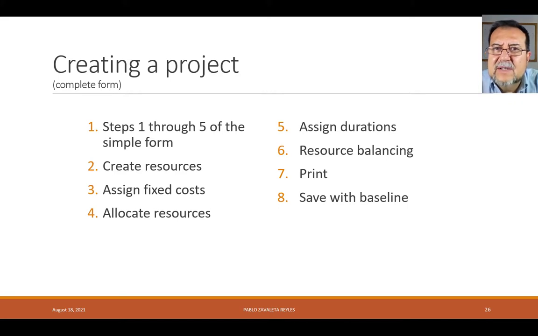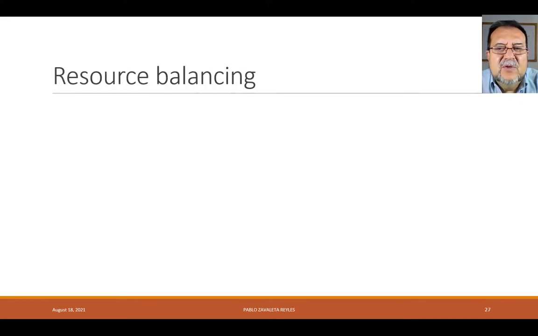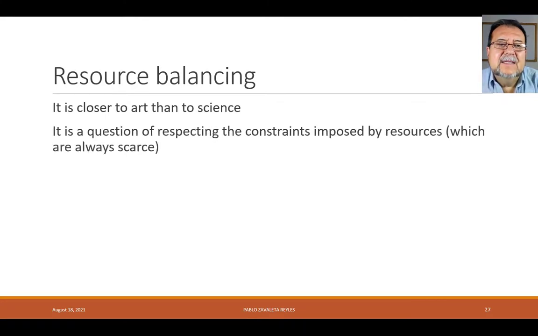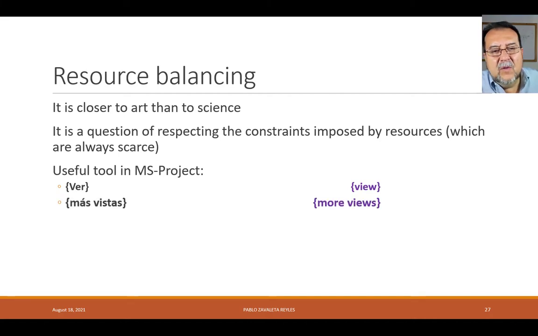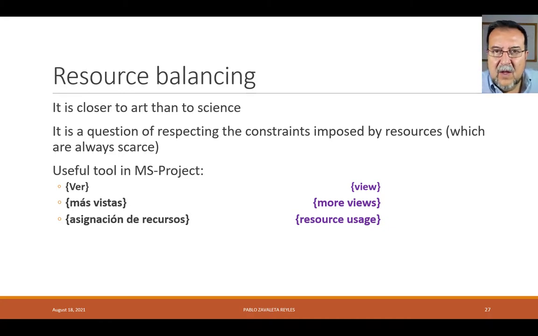Remember always that in project management, resource balancing is an art. And it's always a question of respecting the constraints imposed by resources, which by definition are always scarce. In the case of Microsoft Project, we have a very useful tool, which is the view, more views, resource usage. And then we can identify which resources are over allocated, so we can take the proper measures.